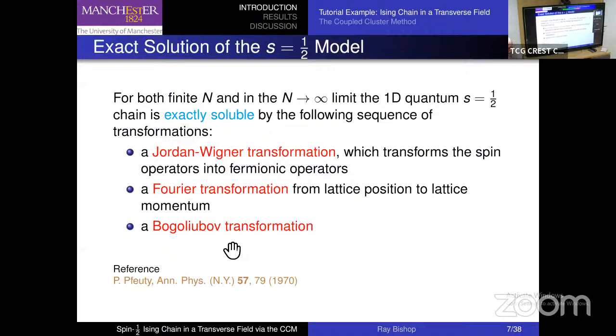in one dimension, turn the spins into equivalent fermions. That's the Jordan-Wigner transformation. You then do a Fourier transformation from lattice position to lattice momenta. You then do a Bogoliubov transformation, and you diagonalize, and you get the answer. So I'm not going to go through the exact solution because it's not of interest to us, just to know that there is an exact solution, and this is how it's obtained.